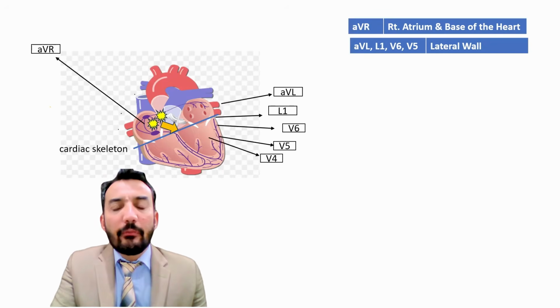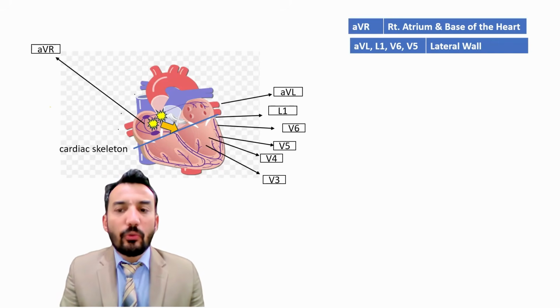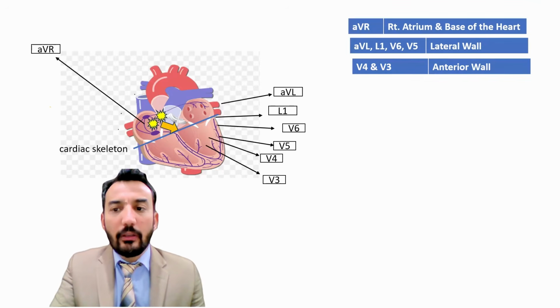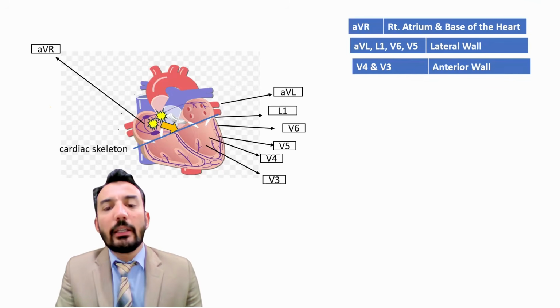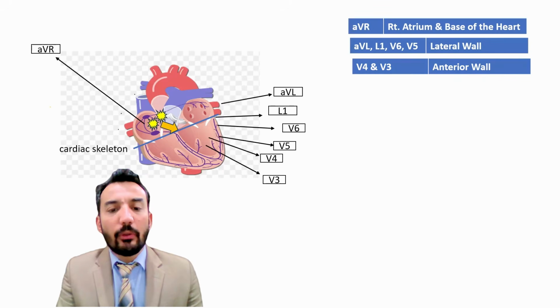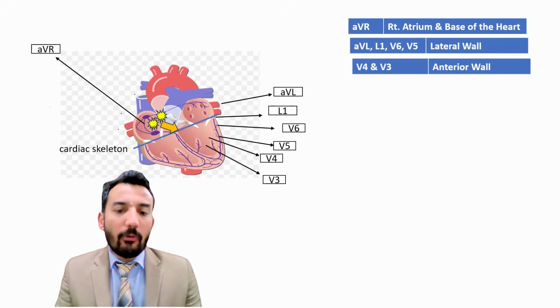Then we have V4 and V3 in the chest leads. These two leads together are called anterior leads, and they provide an anterior view of the heart. So any problem with the anterior wall of the heart will be shown in these two leads.